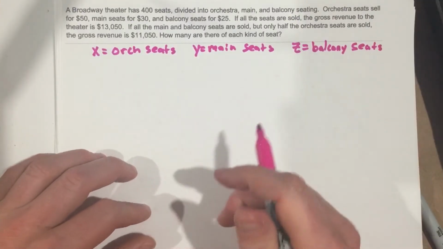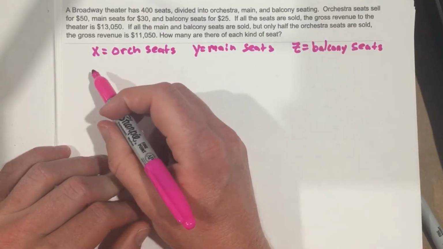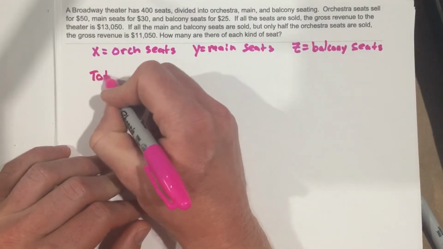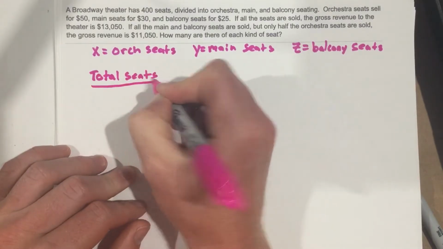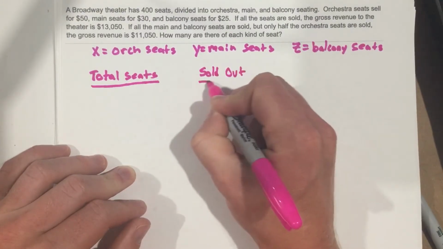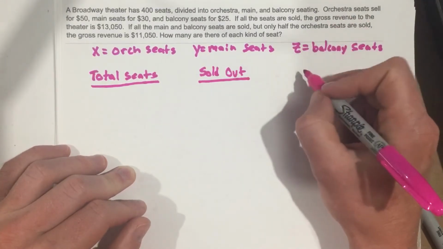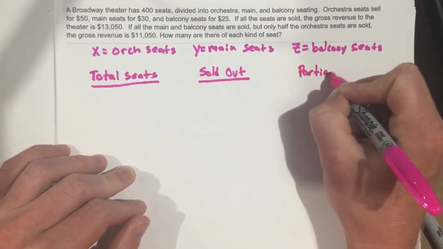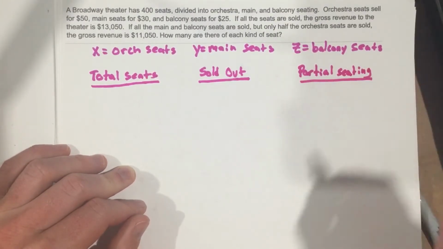Now we're going to have 3 equations here as well. So the first equation is going to be an equation for total seats, because they tell us that we've got 400 seats. We want a sold out equation, and then we'll just call it not sold out, partial seating, because they gave us a scenario where we had partial seating.